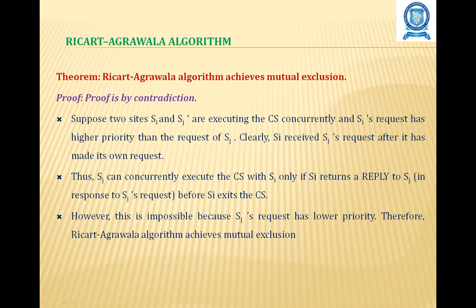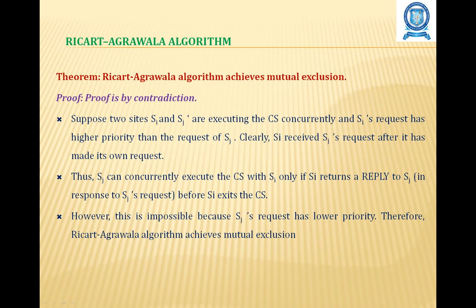Next, let's see the correctness. The theorem for this algorithm is that this algorithm achieves mutual exclusion, which is proved by contradiction. Suppose the two sites Si and Sj are executing the critical section concurrently. Suppose Si's request has a higher priority than the request of Sj, then Si received Sj's request after it had made its own request.